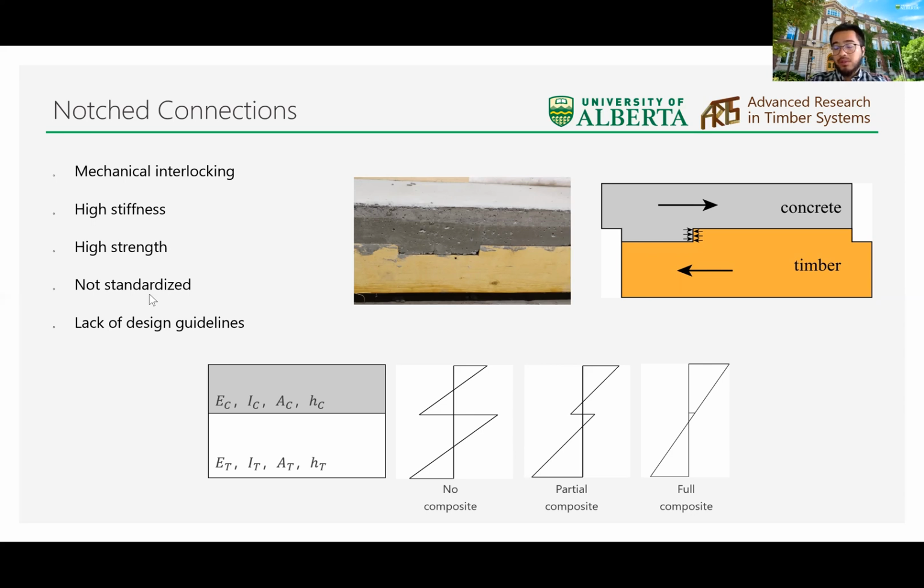For this reason, the notches are usually widely spaced along the floor, and the timber and the concrete are discretely connected. But no matter which type of connection is used, the connections are always flexible in the composite floors, so they can only provide partial composite action to the floors. As you can see, the strains in timber and concrete are not continuous because of this partial composite action.